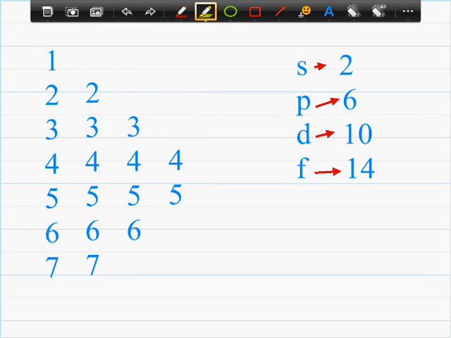The third thing you need to note is the number of electrons that each orbital can hold. The S orbital can hold up to 2 electrons. The P can hold 6, the D can hold 10, and F can hold 14.